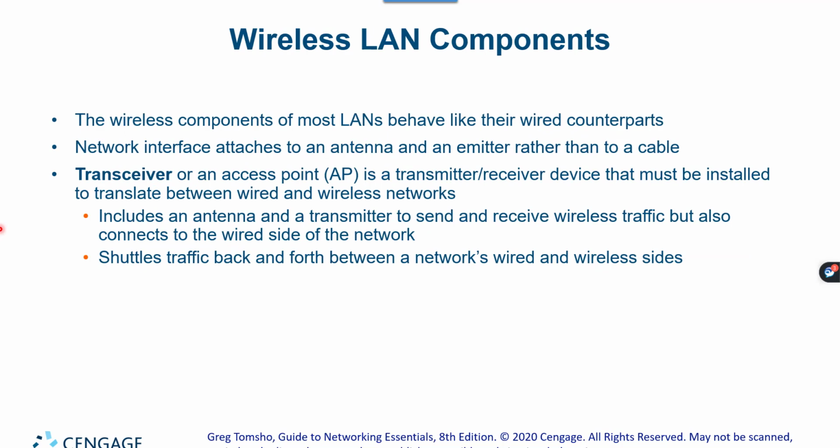Most of the components in wireless LANs behave like the wired LANs. The network interface on your computer or device is going to attach to an antenna and an emitter, or a radio, rather than to a cable. So we're not going to have a wire that runs out of our laptop. We're going to have an antenna. An access point or a transceiver is a device that is installed to give us access to the internet from our wireless. So we need to have a network interface inside of our device that we want to use the internet on. We also need to have an access point that gives us access to the internet.